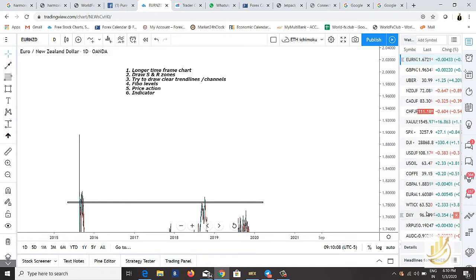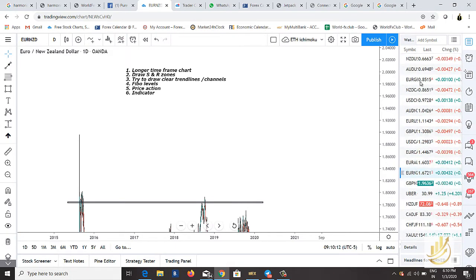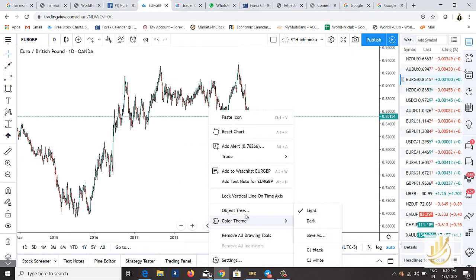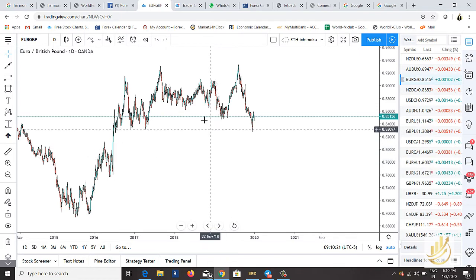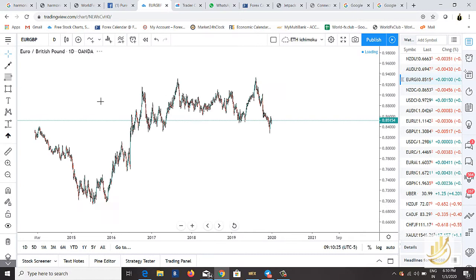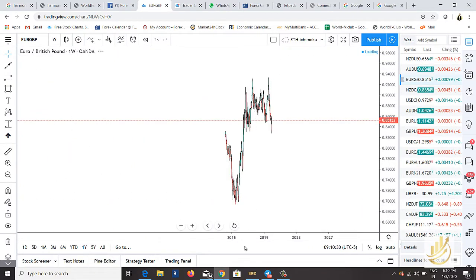Let's see. Let's go to Euro GBP. There is some analysis here, I'll just delete it. So what did I tell you? First, you need to look at a daily time frame or a weekly time frame or a longer time frame chart. So let's open a weekly chart and then draw support and resistance zones.